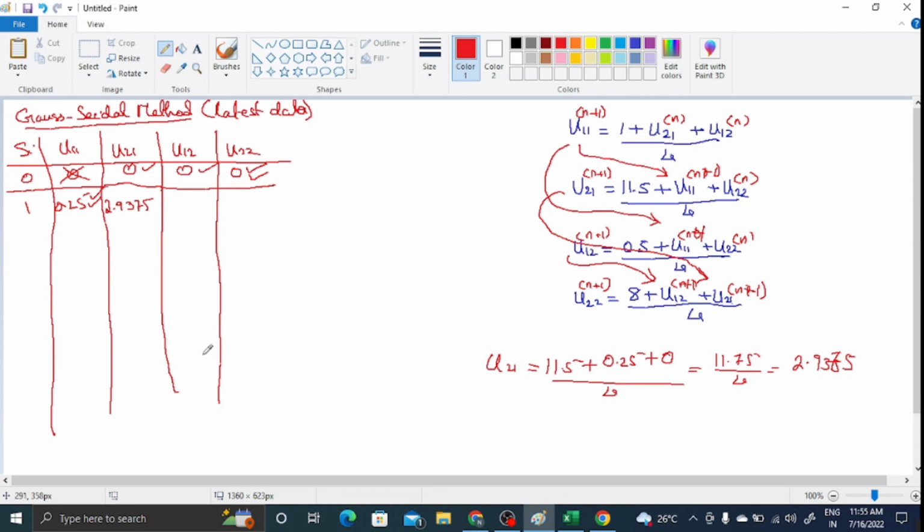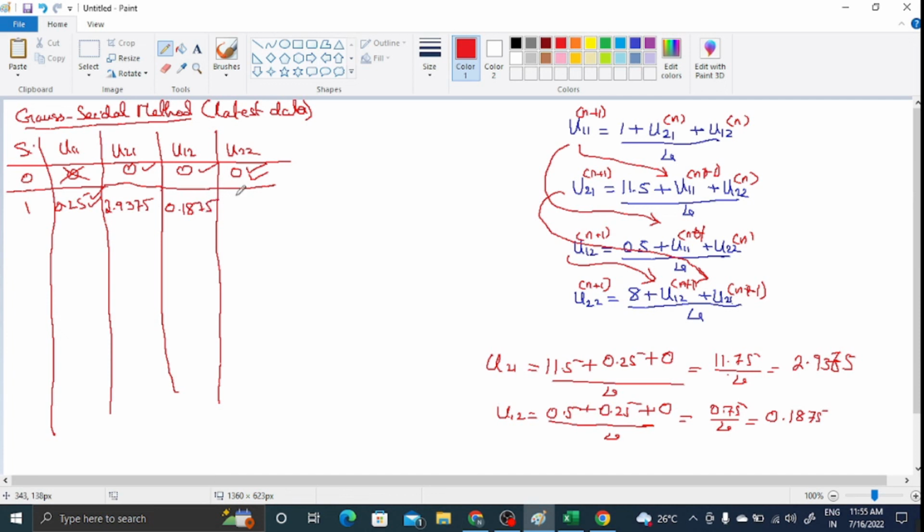Now find U12. U12 is equal to 0.5 plus U11. U11 we have to use 0.25. So 0.25 plus U22 is 0, so 0 divided by 4. So this is equal to 0.75 divided by 4, which is 0.1875, right? Is it correct? Yes, sir. Okay, it's correct. 0.1875.